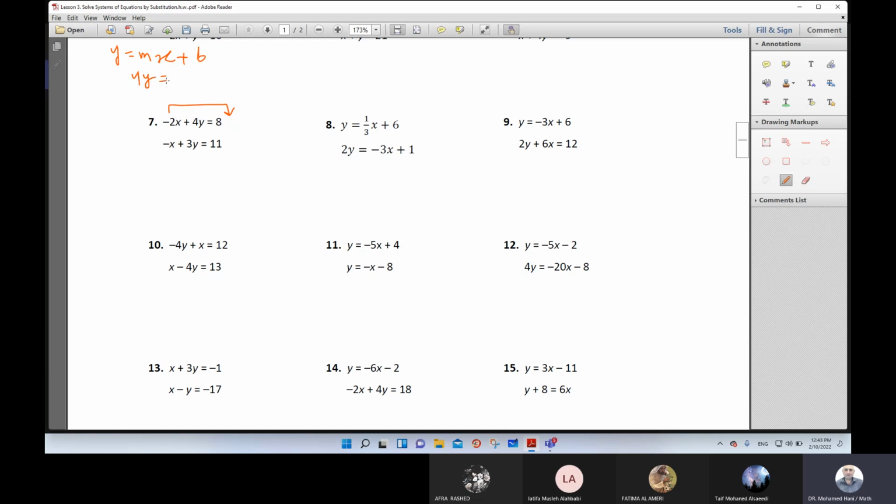equal negative 2x. When you take it to the second side, switch the sign. Take the opposite sign, will be 2x plus 8. So you can divide the two sides by 4 to keep the variable alone here.